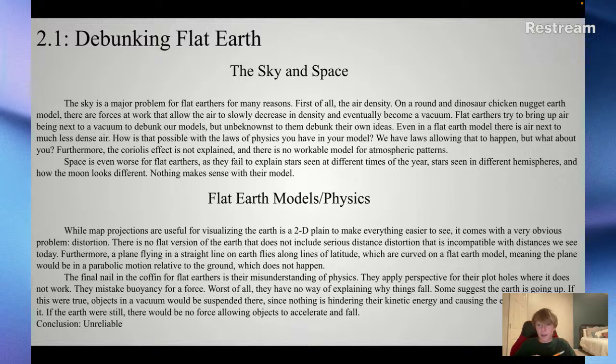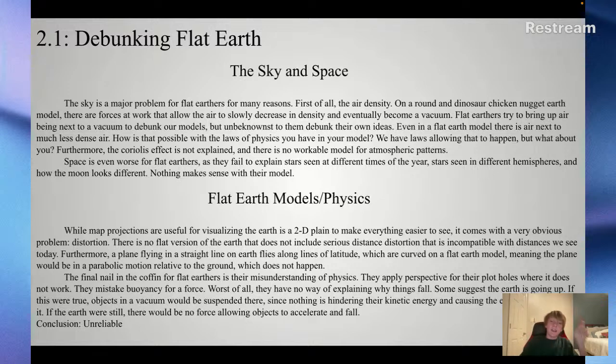Some suggest the Earth is going up. If this were true, objects in a vacuum would be suspended there, since there is nothing hindering their kinetic energy and causing the Earth to catch up with it. Because what some flat earthers think is the Earth is constantly going up. So when I jump, it's just me losing momentum, and the Earth is catching up with me.